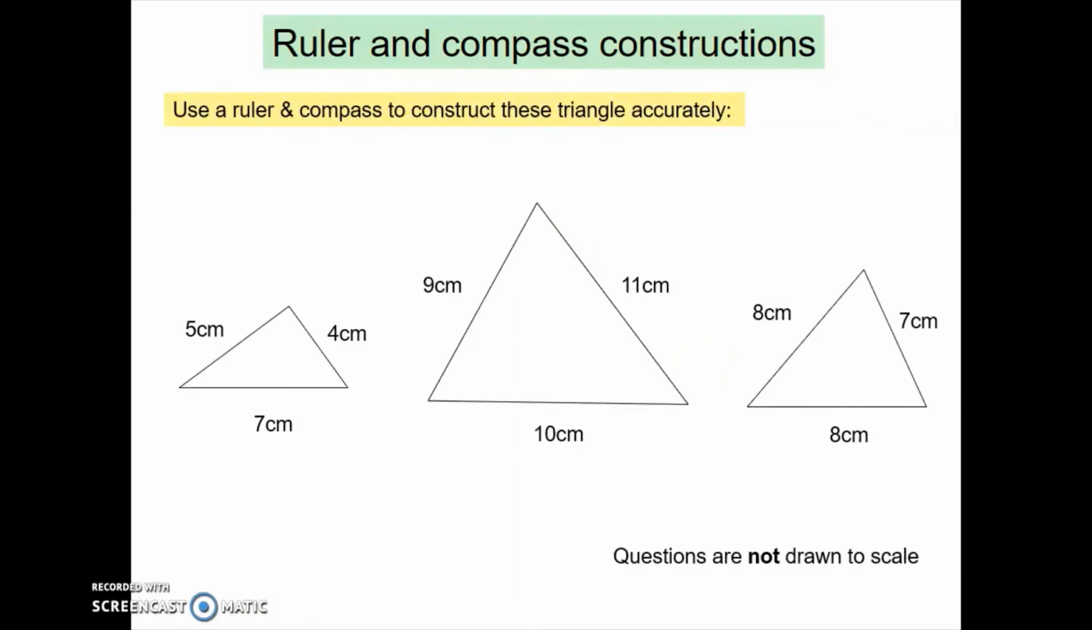Okay, so your first task, I would like you to pause the video at this point, and for each of these triangles, I would like you to produce an accurate diagram from the information you are given. So at the minute, all 3 questions are not drawn to scale. So your final answer may not look in the same proportions as these questions because they are not drawn to scale. However, you should be able to, by using a ruler and a compass, produce an accurate scale drawing for each of these triangles. Could you pause the video and have a go at that now?